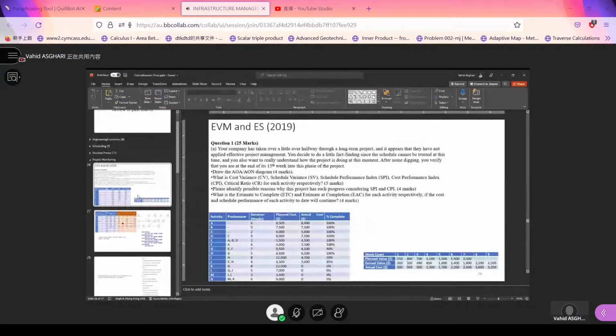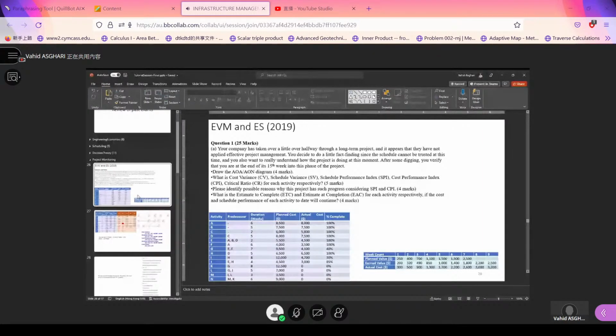Project monitoring is also not really something complex, but let's talk about it. In 2019, the question was a combination of project monitoring and project planning. So let's see what we have here.